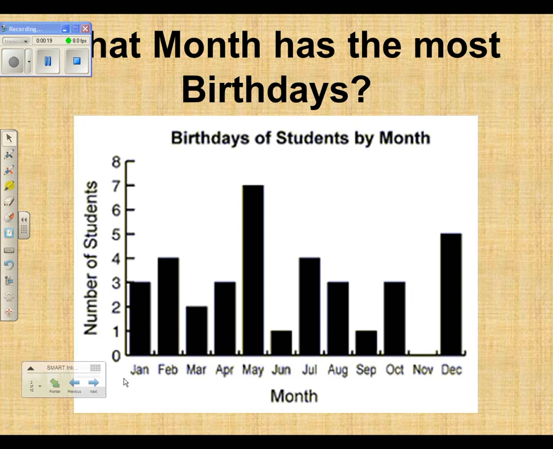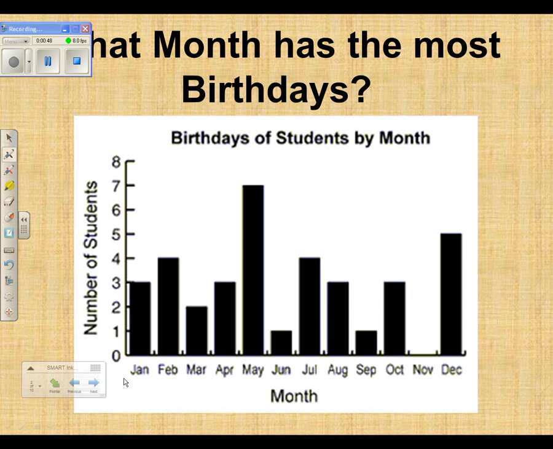The first slide asks you what month has the most birthdays. You will notice that there's a picture of a bar graph. A bar graph is an easy way to compare data. So we're looking at the individual months and how many students have birthdays within those particular months. So a graph is a visual aid that allows us to interpret data quickly and easily.